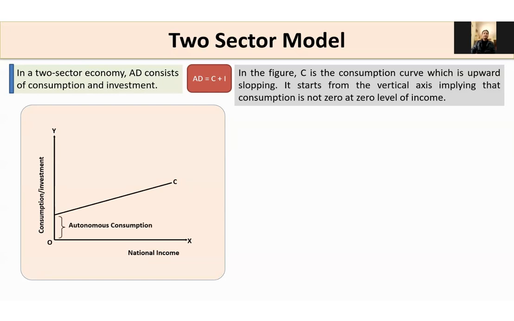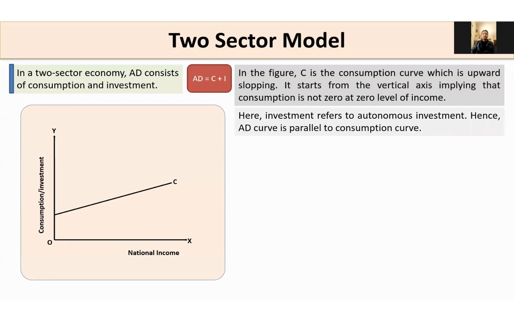The distance from the origin to the point of starting of the consumption curve is known as autonomous consumption. That is the consumption at zero level of income. Here, investment refers to autonomous investment. Hence, the aggregate demand curve is parallel to the consumption curve. That is, the C plus I curve is parallel to the consumption curve.